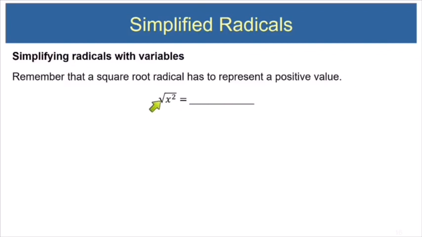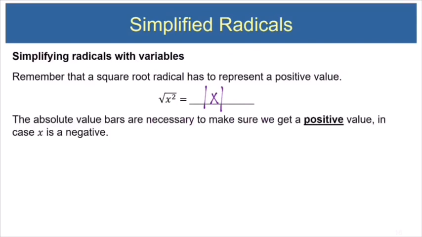So this is asking us to find a number that when you raise it to the second power, you get x squared. So of course that number is x, but in order to force this to be a positive, we need to put absolute value bars around it, because x could represent a negative number, and if that were the case, then we would have a radical equal to a negative, and we can't let that happen. So we have to force this to be positive by putting the absolute value bars around it. So again, the absolute value bars are necessary to make sure that we get a positive value in case x represents a negative number. This is always the case with an even index.